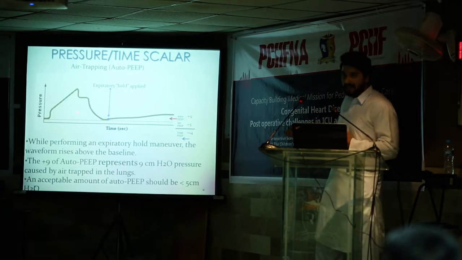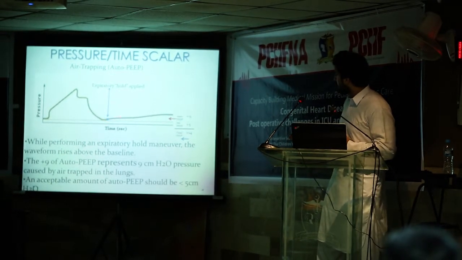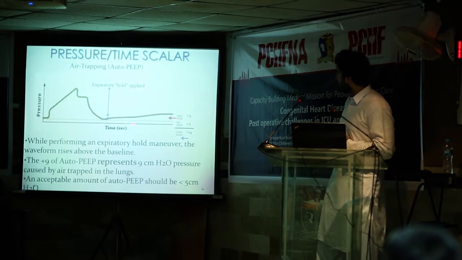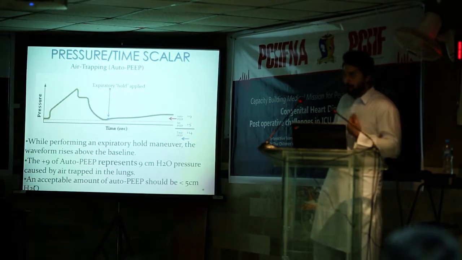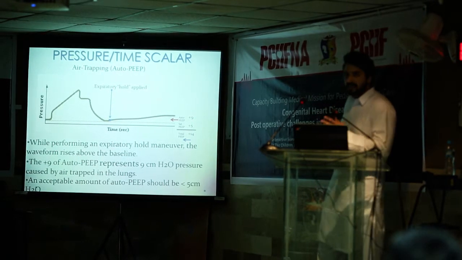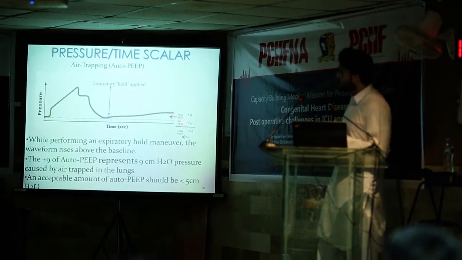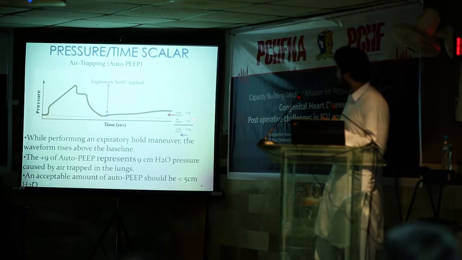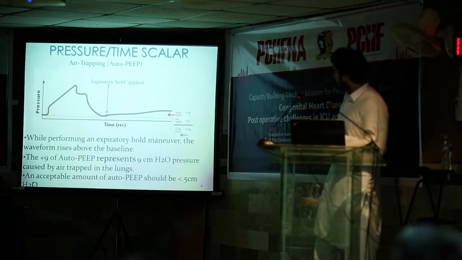But if there is air trapping, it will rise above the baseline. The baseline here is 5, which is our PEEP. If it rises now to 9, we are basically trapping around 4. Auto PEEP is 4 cm of water, because the difference between 9 and 5 is 4. Sorry, that's a mistake. Here the auto PEEP is 9, that's above the 5. So 5 and 9 is 14.